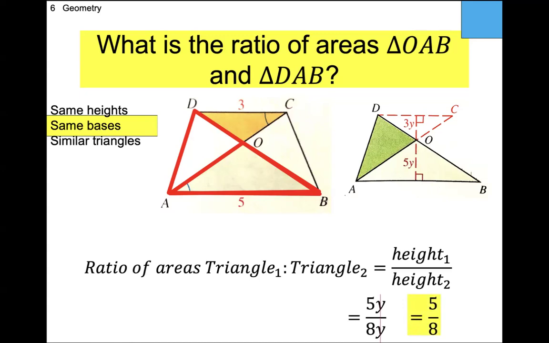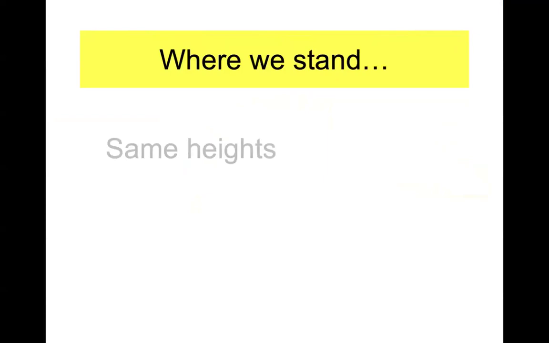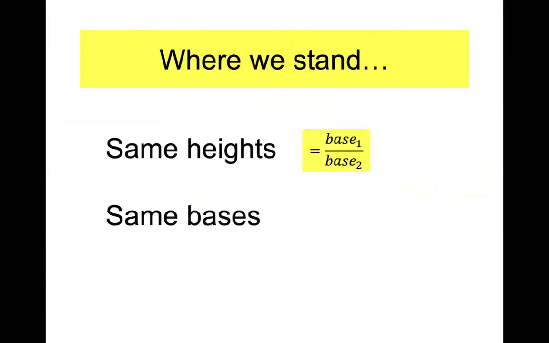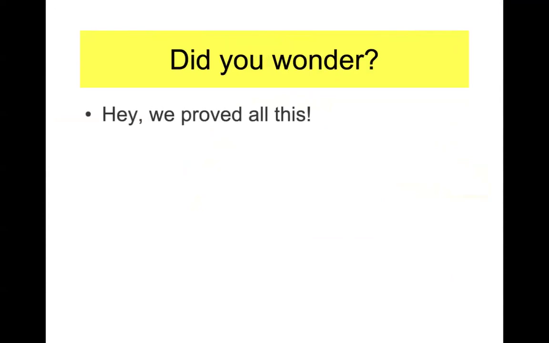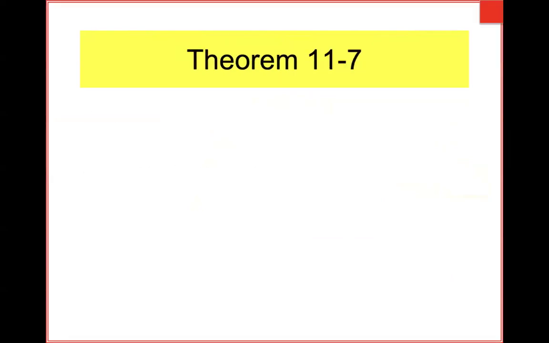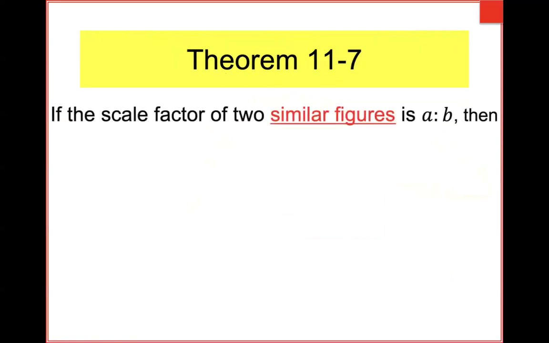These were challenging problems. All right, so where do we stand? Remember, same heights, ratio of their bases; same bases, ratio of their heights; and similar triangles, the scale factor squared. Lastly, this. Remember, we did prove all this. We didn't get any theorems out of this, so we end with a theorem that summarizes what we wrote down. So here's a summary in theorem form of what we wrote down.